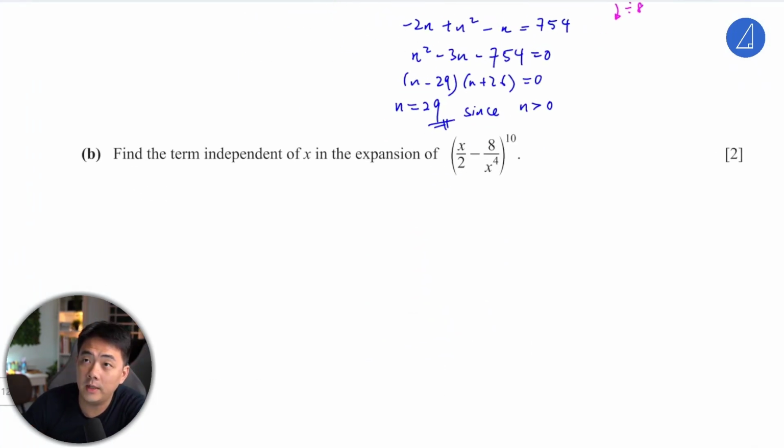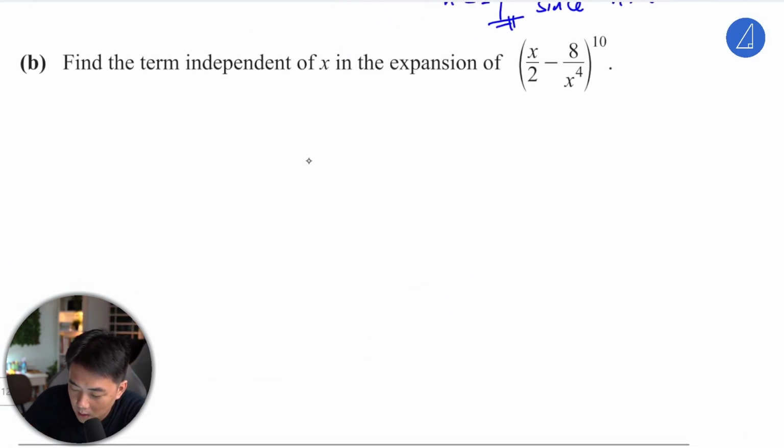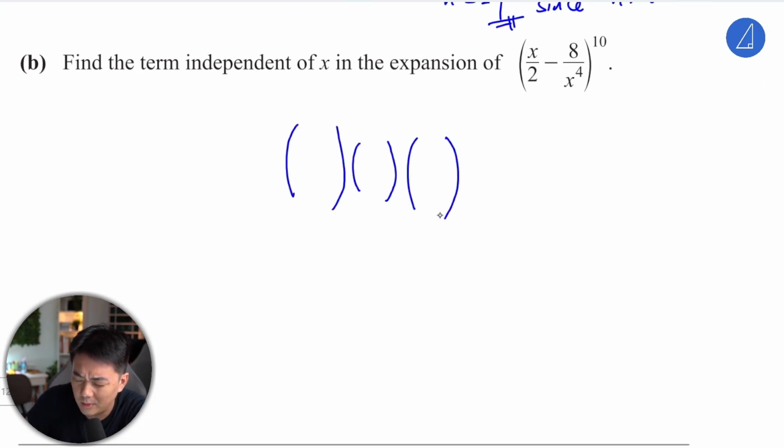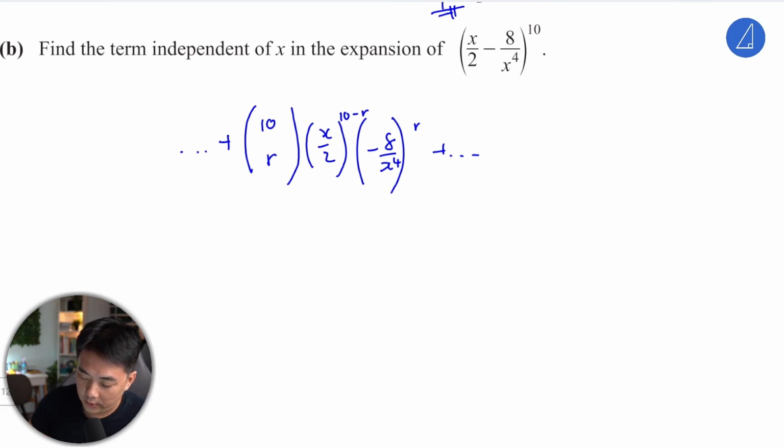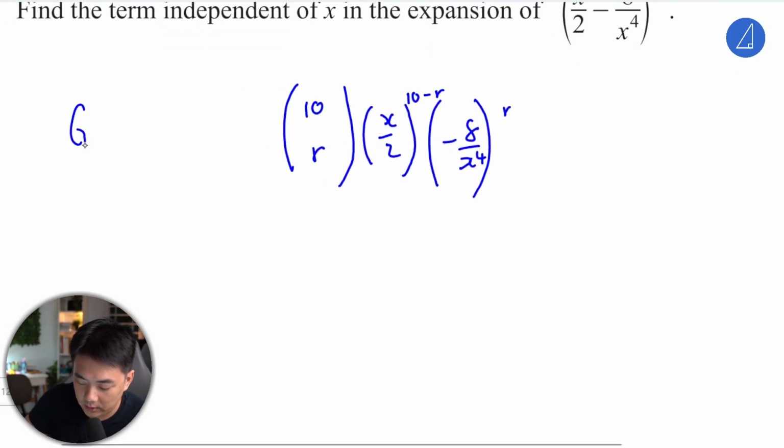So let's look at the subsequent one. Find the term independent of x. So this case here, what we get is, remember we put it in the general term form. So this case will be 10 choose r, then this will be x over 2, and the second term will be 8 over x^4. All right. Now remember, one of them will be r, regardless of which, is fine. So I'm going to let this be r, then the other will be 10 minus r. So this is a general form. So when we expand, this will be our general form, general term.